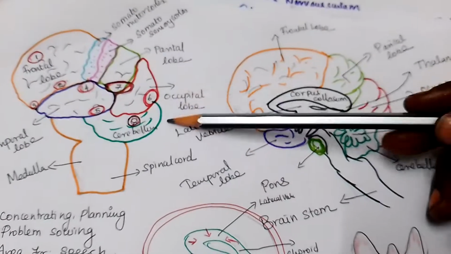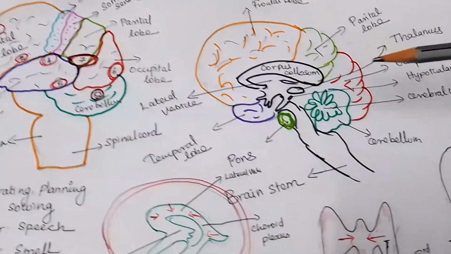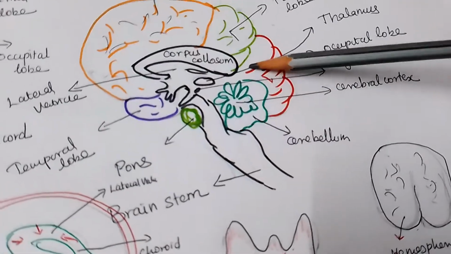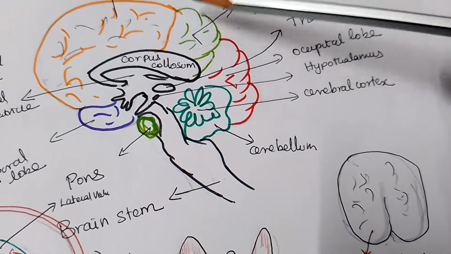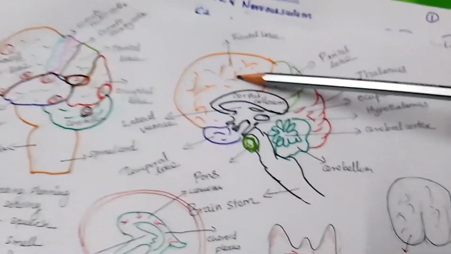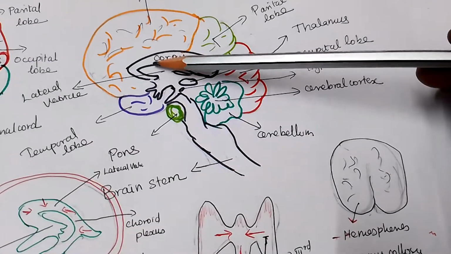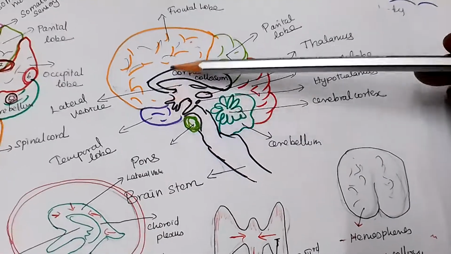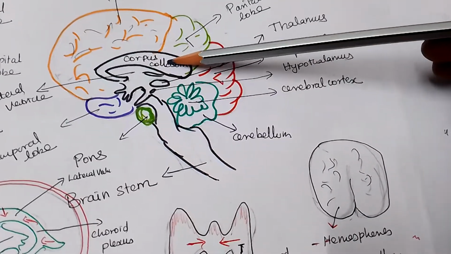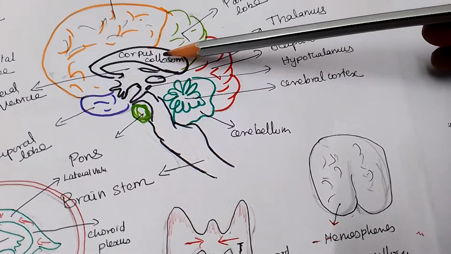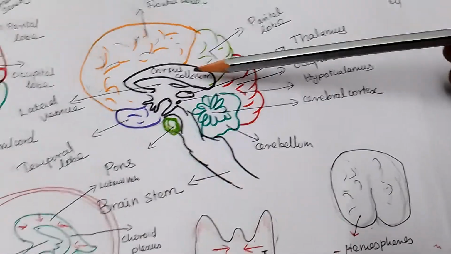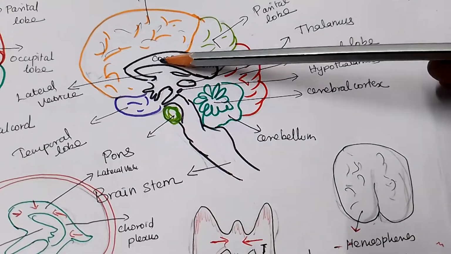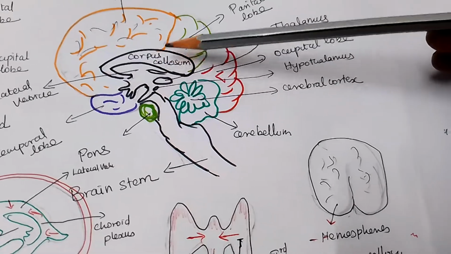This is a cut section of the brain. You can see the lobes, everything. I told you these two hemispheres are connected by the corpus callosum, right there. Below the corpus callosum, these cavities are present. This is called the lateral ventricles.